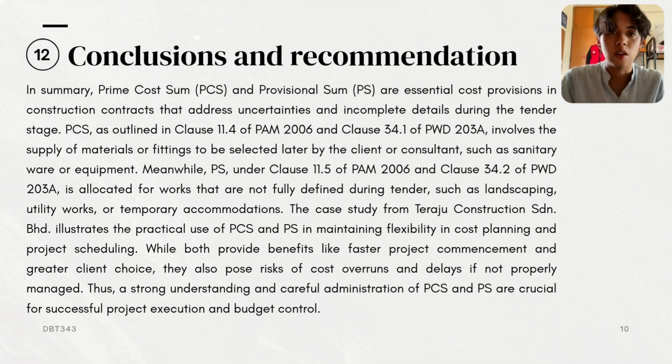Conclusion: PCS is a cost allowance for items like sanitary fittings or machinery that will be chosen later by the client or architect. It is covered under Clause 11.4 of PAM 2006 and Clause 34.1 of PWD 203A. Meanwhile, PS is a set amount for work not fully detailed at the tender stage, like landscaping or temporary facilities, and is stated under Clause 11.5 of PAM 2006 and Clause 34.2 of PWD 203A.